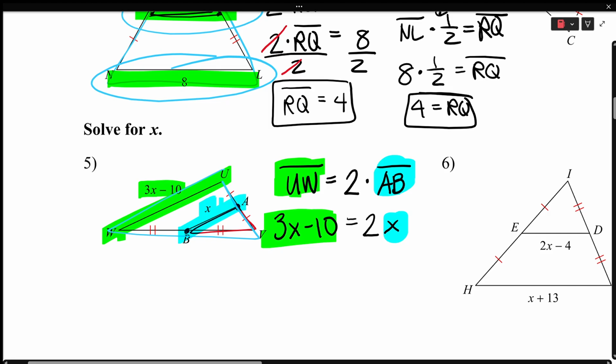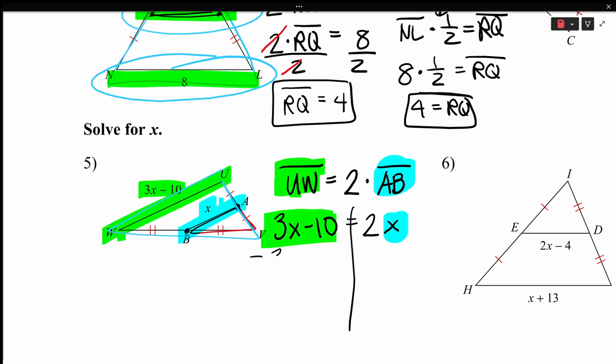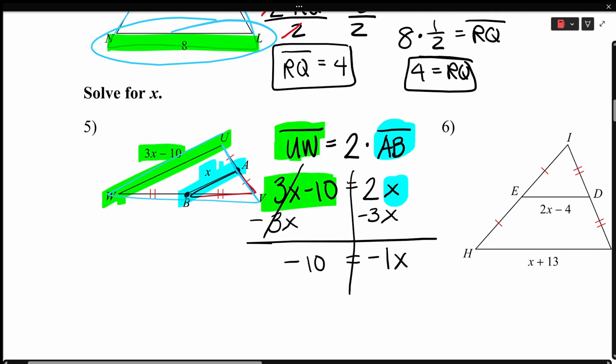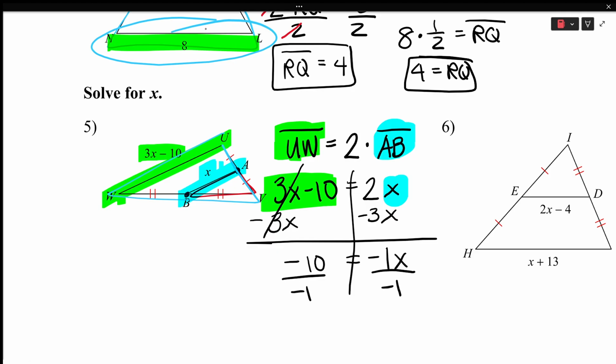I have 3x on the left side, I have 2x on the right side. I don't need both of them, so I'm going to eliminate one. I'm going to subtract 3x on both sides. Negative 10. 2x minus 3x is negative 1x. I don't want negative 1 in front of the x. I want to get x by itself, so I need to divide both sides by negative 1. x is equal to 10. Okay? Final answer. So try out number 6 on your own. Solve it the same way.